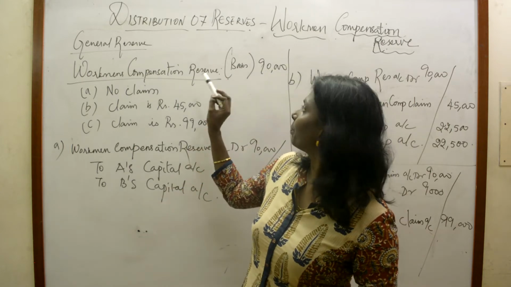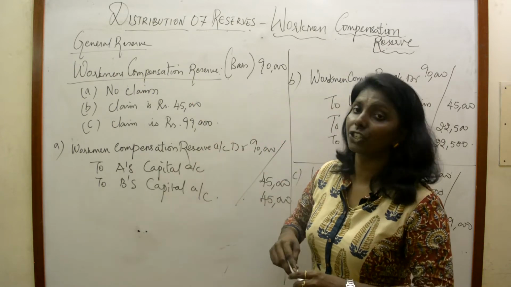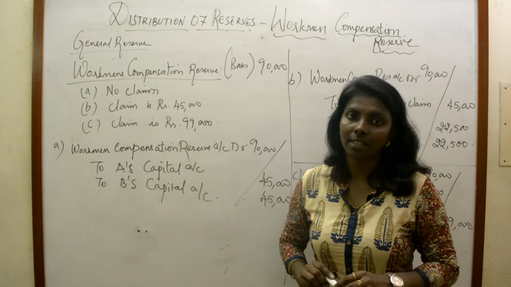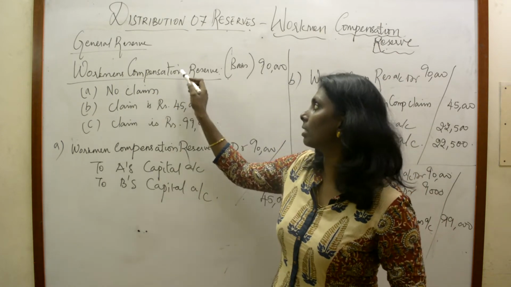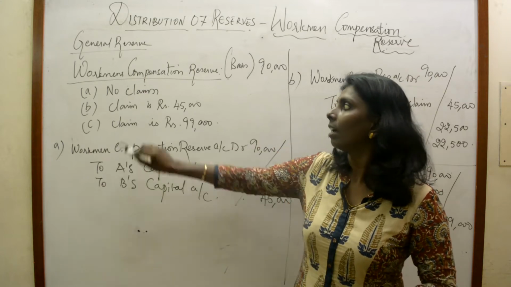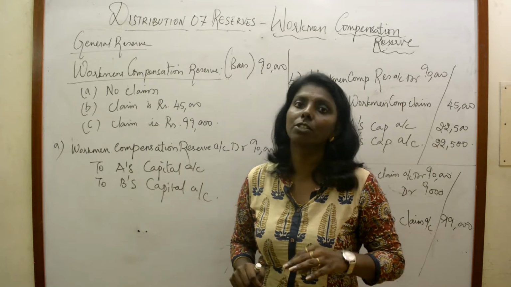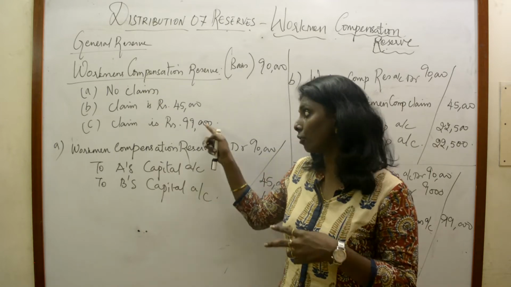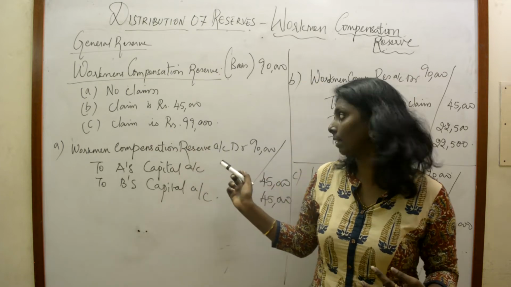Now I have taken an example where in the books the workmen's compensation reserve stands at 90,000. When I say books, in the balance sheet, on the liability side, the workmen's compensation reserve shows 90,000. And in the adjustments I have taken three scenarios. Scenario 1, there is no workmen's compensation claim. Scenario 2, there is a claim of 45,000, and scenario 3, it's 99,000.